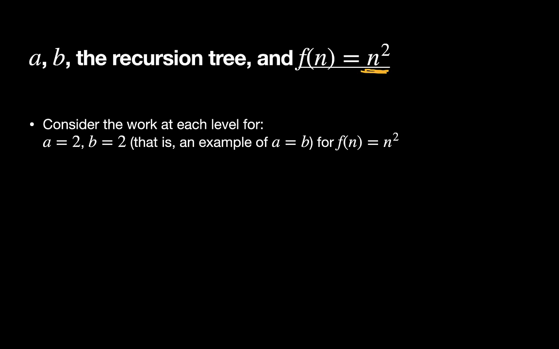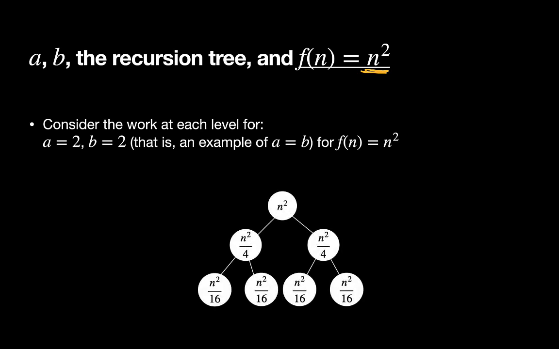So the root of our tree is going to have to process n squared items, and then n over 2 items will be passed to each recursive case, and they will have to square that, so n squared over 4 amount of operations or work or time each. So if we sketch out this recursive tree, it looks something like this. Notice that our root does a total of n squared operations. If we look at the next level down, it's n squared over 4 plus n squared over 4. So that's n squared over 2.